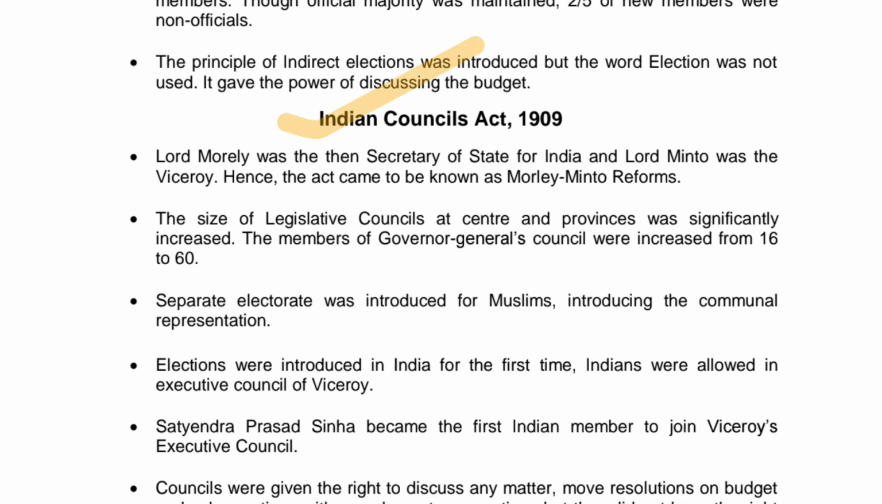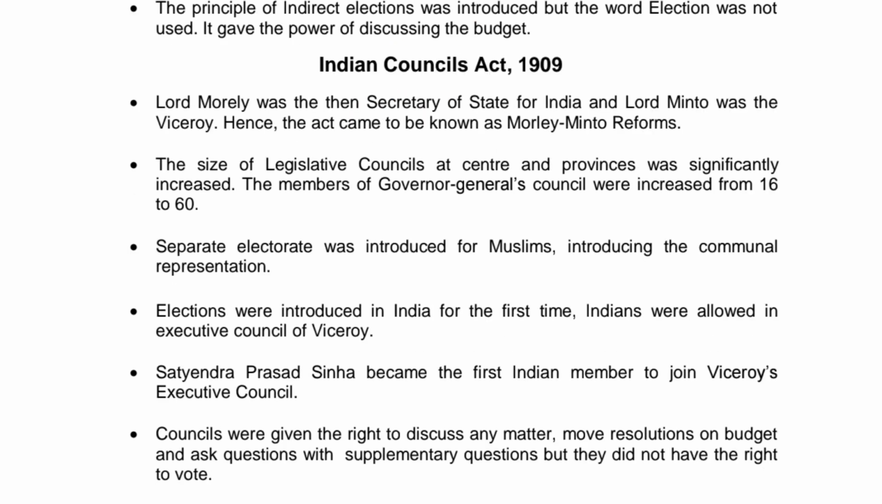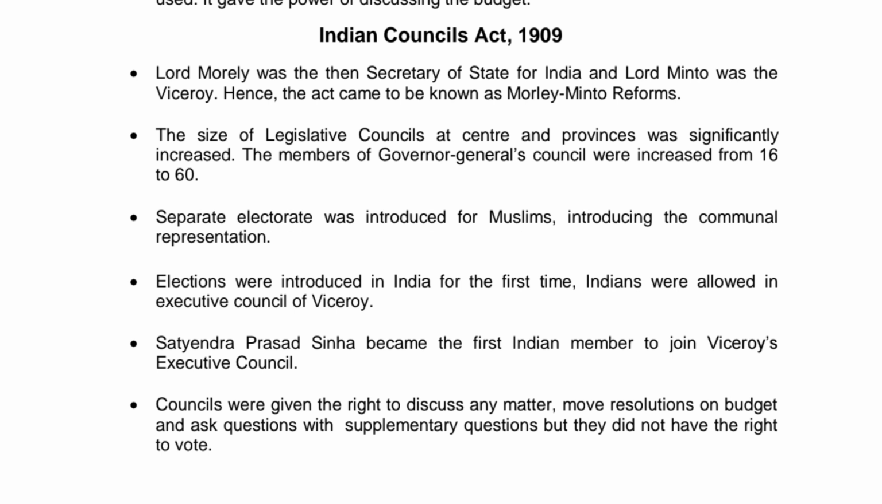Next point is the Indian Councils Act 1909. Lord Morley was the then Secretary of State for India, and Lord Minto was the Viceroy. Hence, the Act came to be known as the Morley-Minto Reforms. The size of the Legislative Councils at the center and provinces was significantly increased. The members of the Governor General's Council were increased from 16 to 60.